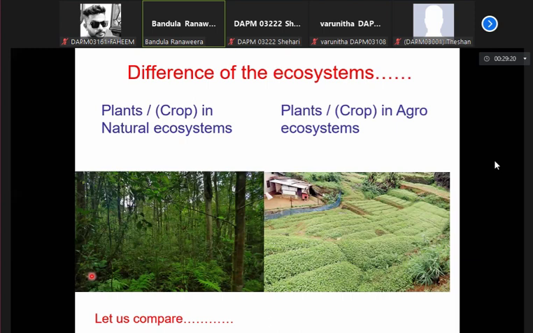But we have non-living materials in agroecosystems as well. But in an agroecosystem, as you said, the majority of plants are cultivated plants, not natural plants. So regarding the statement by Varunita, can you add something more? Why is it a natural community and why is this an artificial community?